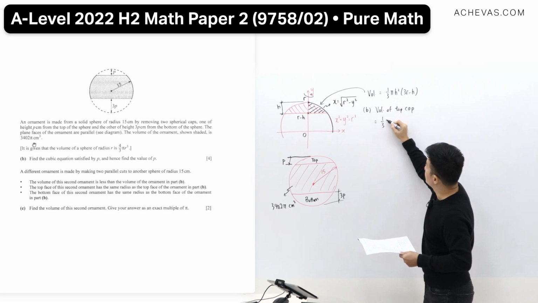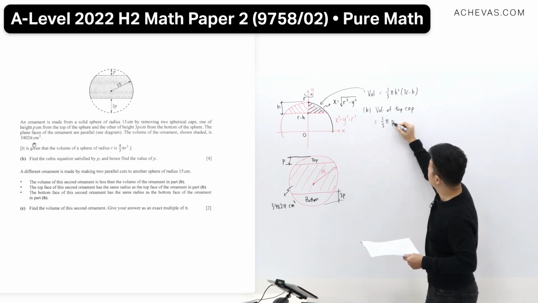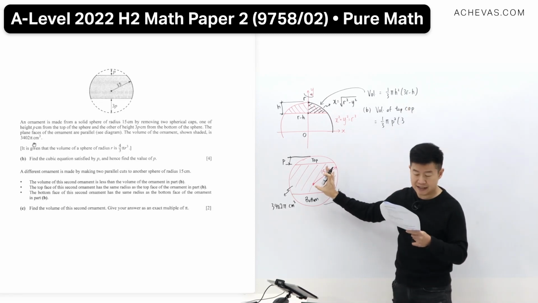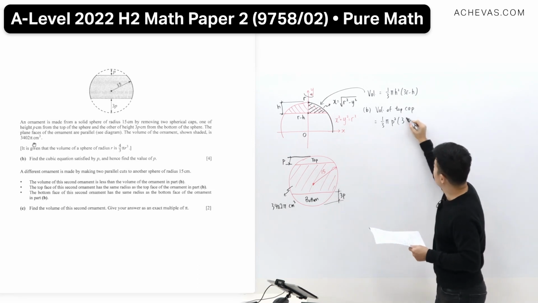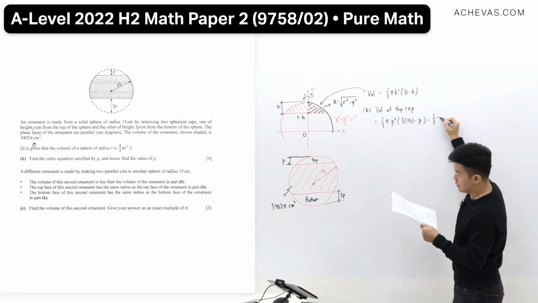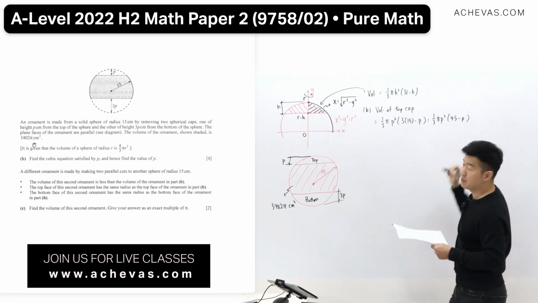It is going to be 1 over 3 pi h, which is the height. So it's going to be p squared. Then 3r, which is the radius of the sphere. In this case, it is 15. So here, 3 times 15 minus h, which is p. Okay, this is equal to 1 over 3 pi p squared, 45 minus p.